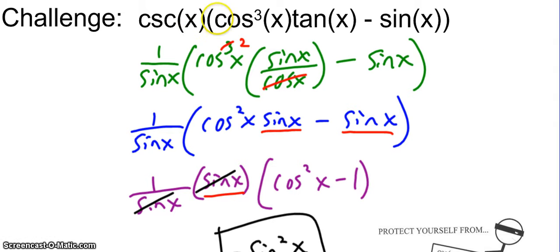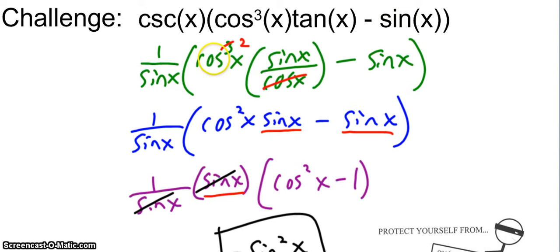Well, again, I have a lot going on. I've got 1, 2, 4 different trig functions. My thought process, let's change everything to sine and cosine, especially since I have cosines and sines to begin with. So I changed this cosecant into 1 over sine. I left the cosine cubed of x. I changed tangent of x into sine of x over cosine of x, and I left this sine of x.